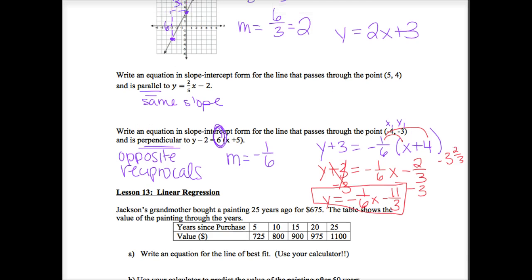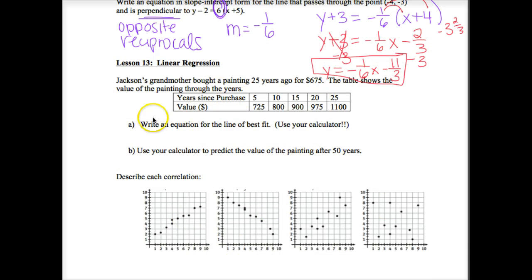All right, last one. On here, I am not going to go through all the calculator steps again. You have the printed out directions for those, but I will just talk through the main points. Years since purchase, you enter these numbers in L1. You enter these numbers in L2. Make sure your stat plot is turned on. Make sure you clear your lists first.